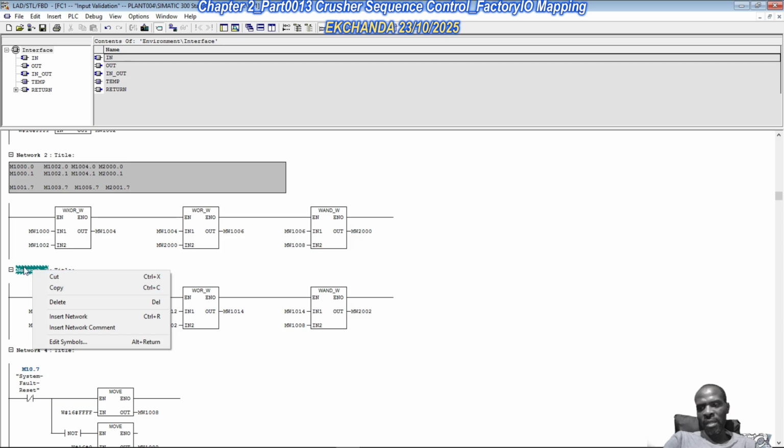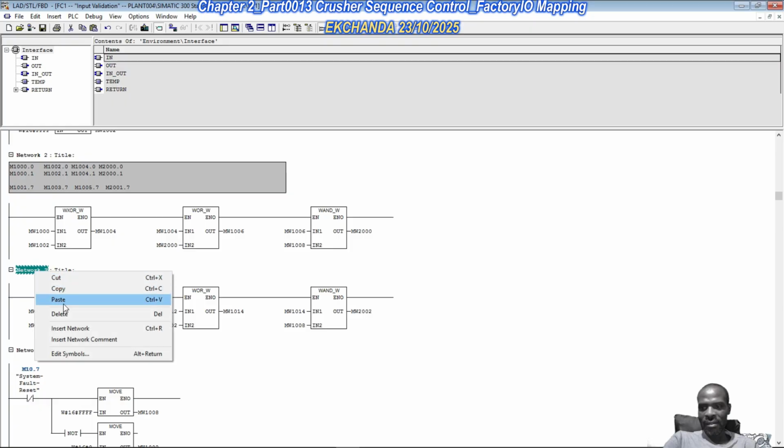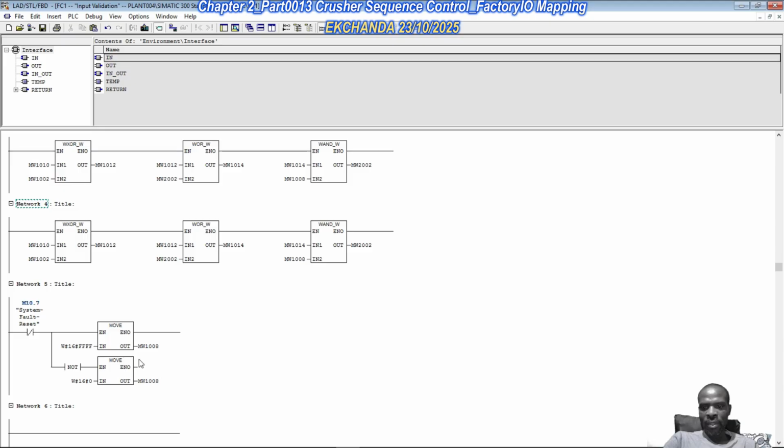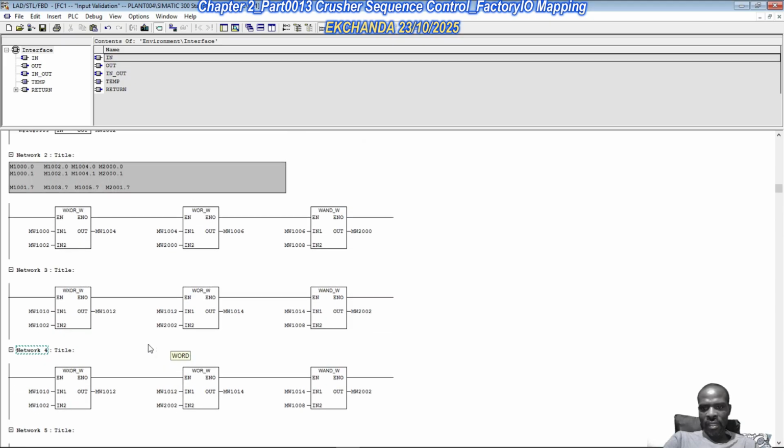I could have used a memory double word and helped myself with 32 bits, but I would rather do it like this. Again, we're not going to change anything with memory word 1002, and we're not going to change anything with memory word 1008, because this is a status memory word and memory word 1008 is a reset memory word. That's why we're not touching them.